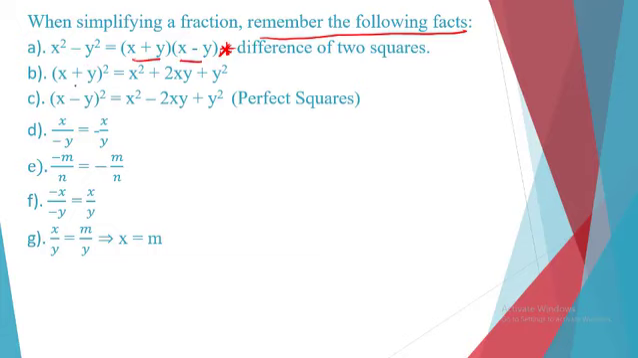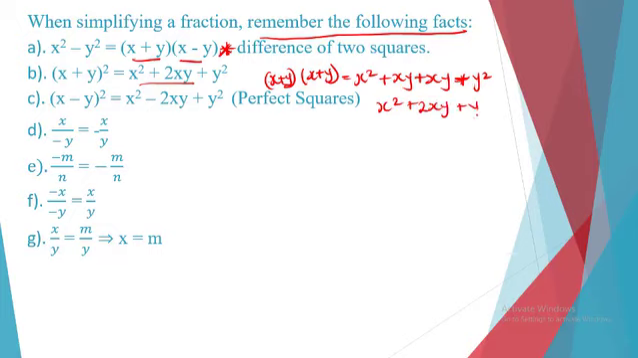Then x plus y squared is the same thing as x squared plus 2xy plus y squared. We have x plus y and we have x plus y. That's x plus y squared. Then opening the bracket, x times x is x squared, x times y is xy, y times x is xy, and then y times y is plus y squared. And therefore you have x squared plus 2xy plus y squared. You see, that's how we got this. x minus y squared will give us something similar.